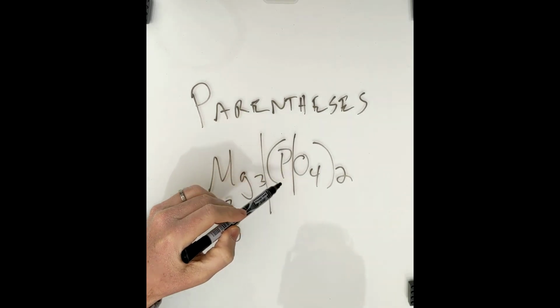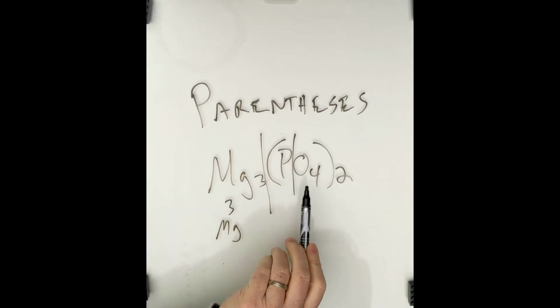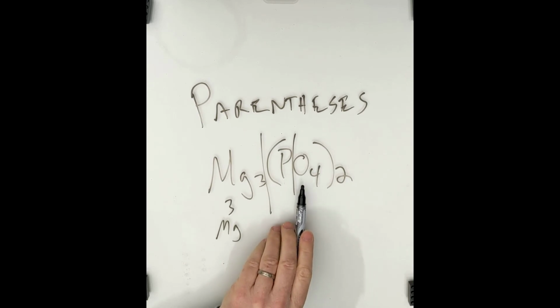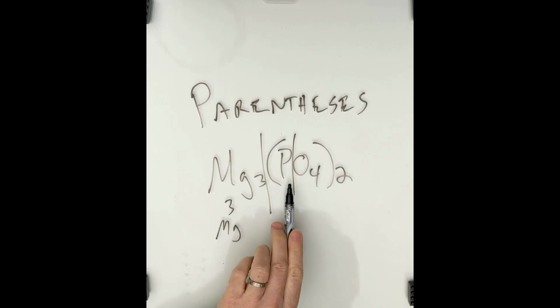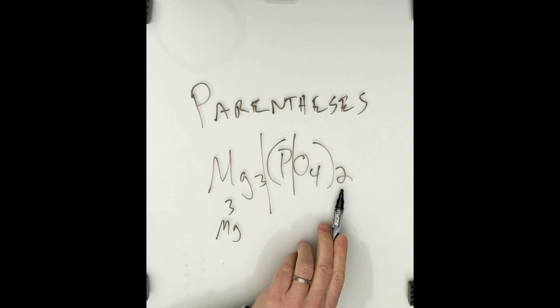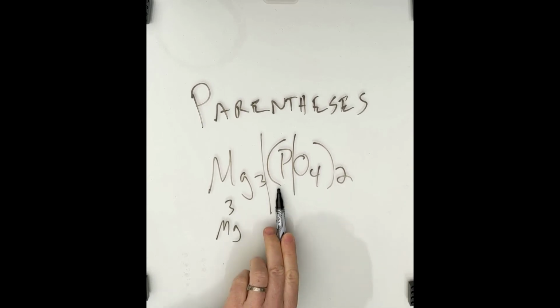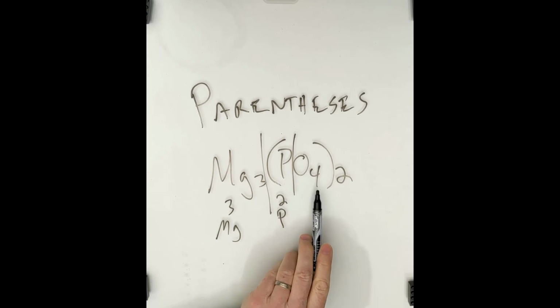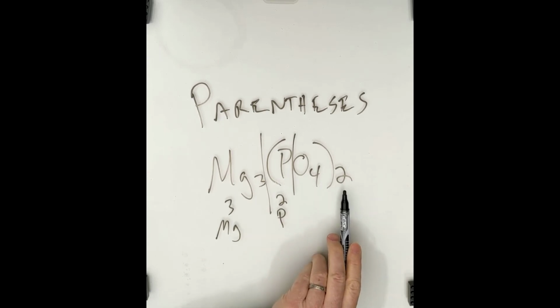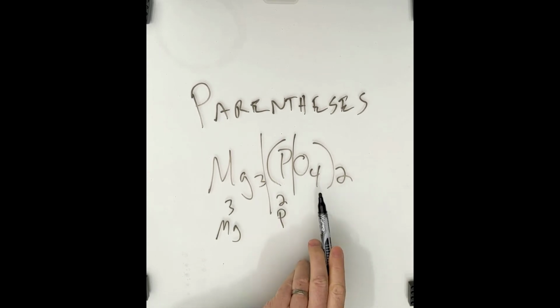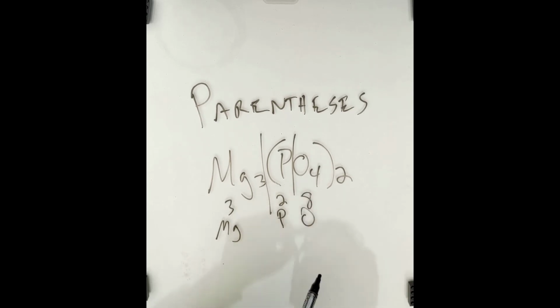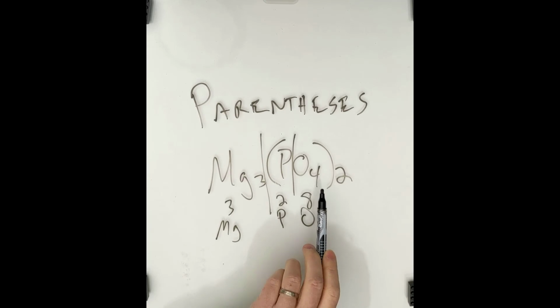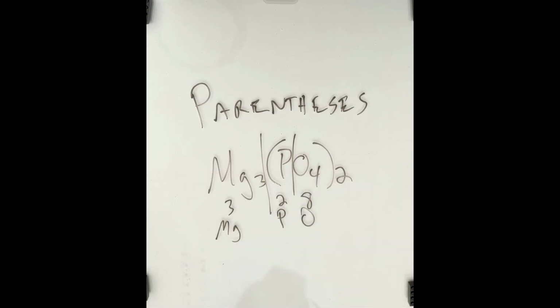Then we go into the parentheses. There's 2 different elements. There's the phosphorus and the oxygen. The phosphorus has no number next to it, but there's the number outside the parentheses, so that gets multiplied times the phosphorus, so there's 2 of those. The O this time has a 4 next to it, times the 2 on the outside, 2 times 4 is 8. So there's 8 oxygens. 3 magnesiums, 2 phosphorus, 8 oxygen because of the parentheses and all the subscripts involved.